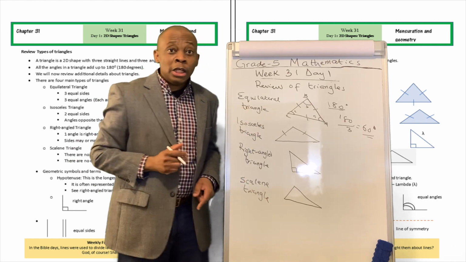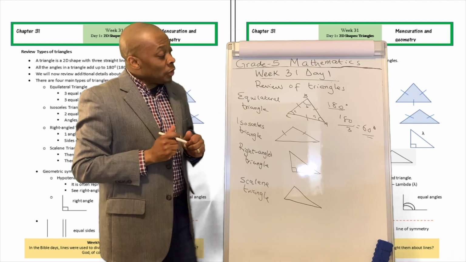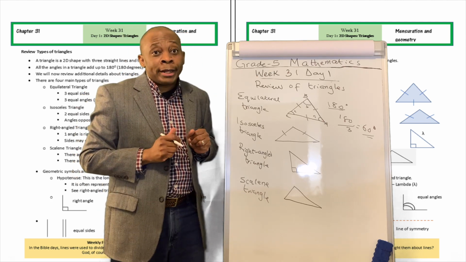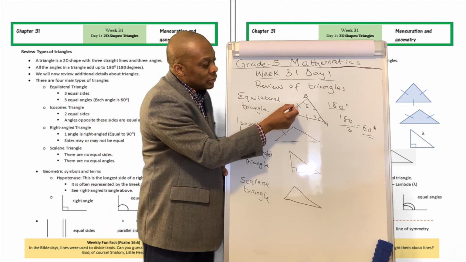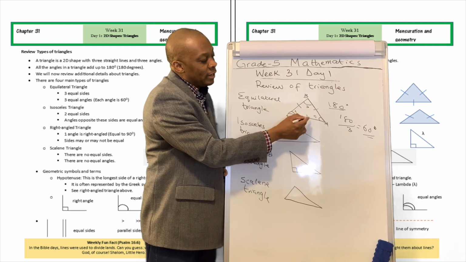Equilateral. All the sides are equal. All the angles are equal. Now, to show that the sides of an equilateral triangle are equal, they're going to put this little symbol over there like that. This one, and this one. You're going to see just like that, okay?